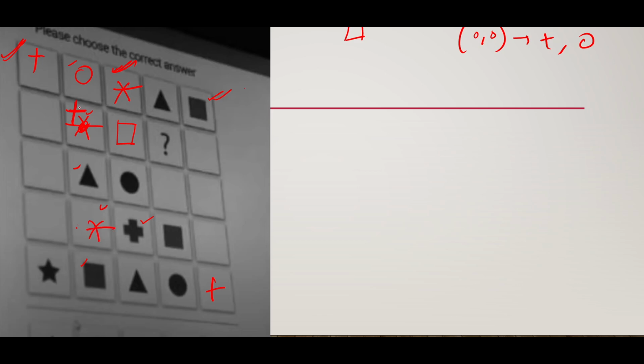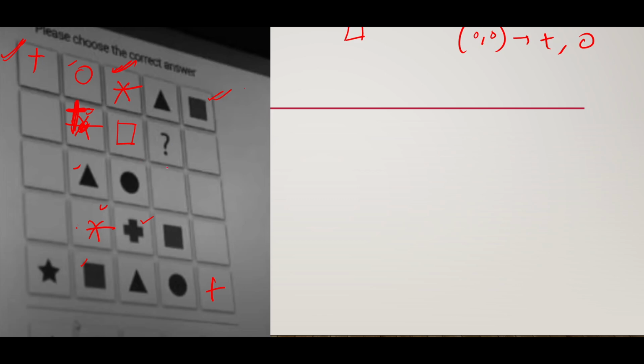Now we got plus here. So this one we got plus and this one we got star. Now we got here plus and here star. Now we need to fill this question mark. So first of all, let's fill this row.